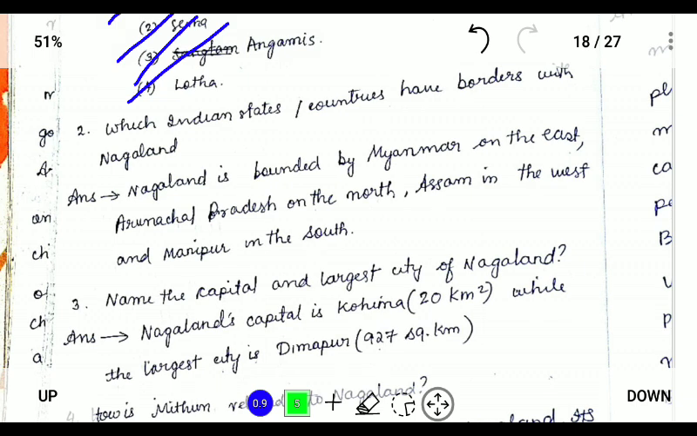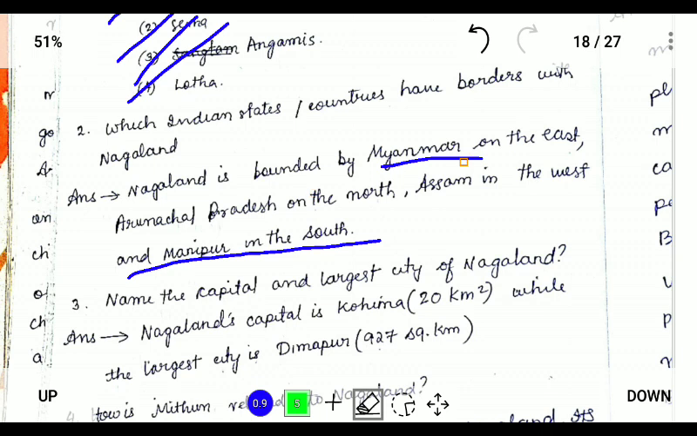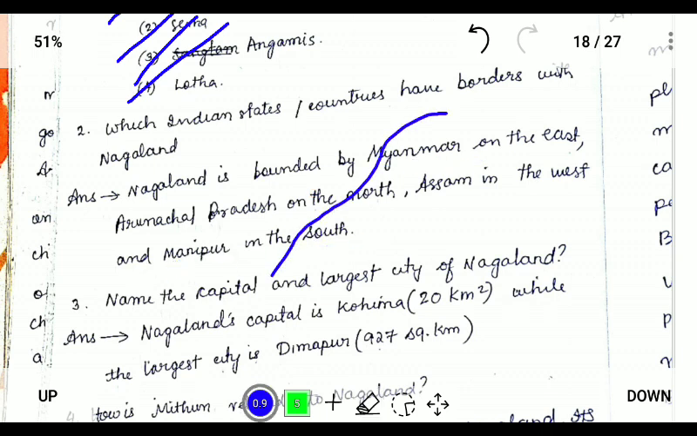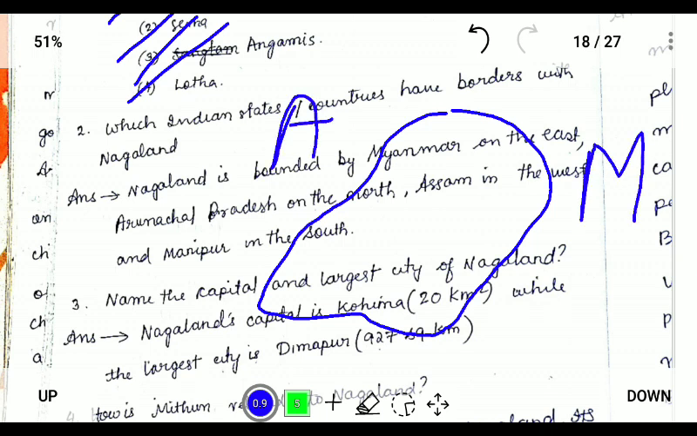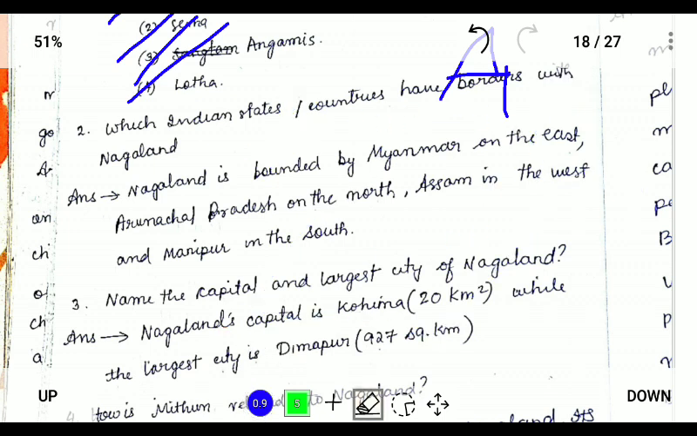Which Indian states or countries have borders with Nagaland? For 2 marks you can write in brief that Nagaland is bounded by Myanmar in the east, Arunachal in the north, Assam in the west, and Manipur in the south. If we look at the map of Nagaland, it is bounded by Assam in the west, Myanmar in the east, Arunachal Pradesh in the north, and Manipur in the south. So we can write this in brief for 2 marks.